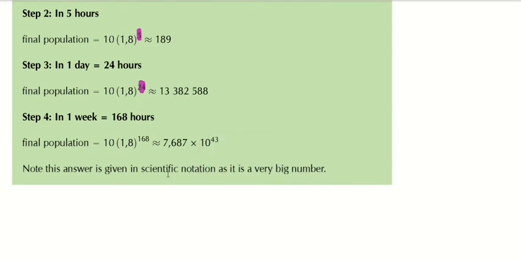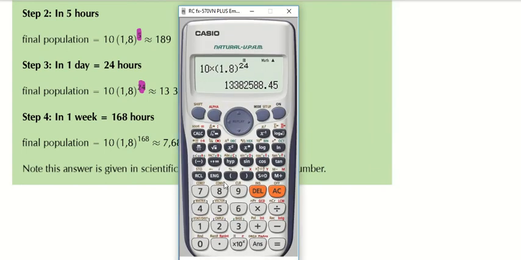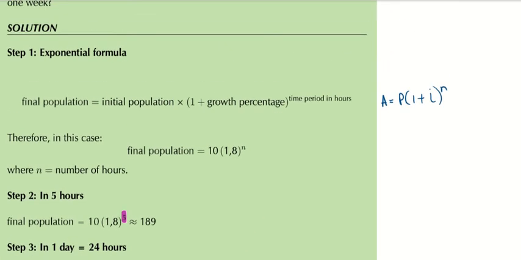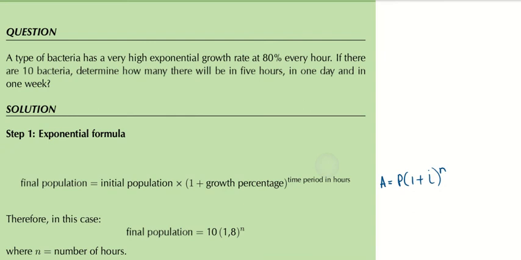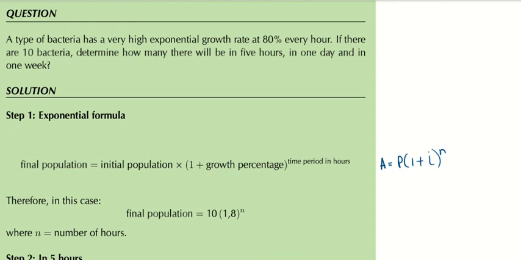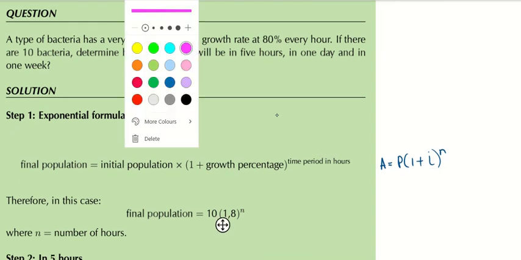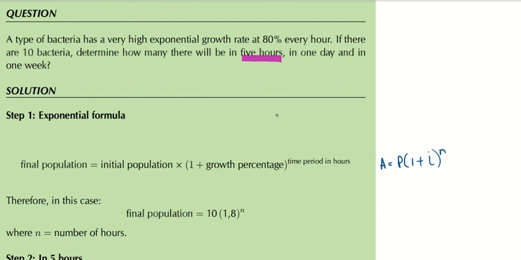Alright, 168 hours. Your 168 hours is your week. That's how we get to 168. Sorry for that. So 168, that is your week. I think they ask here somewhere for a week: 5 hours, 1 day and 1 week. They ask for 5 hours, and they ask for 1 day and 1 week.